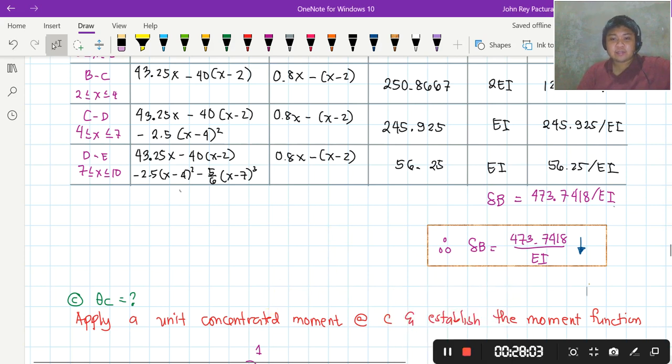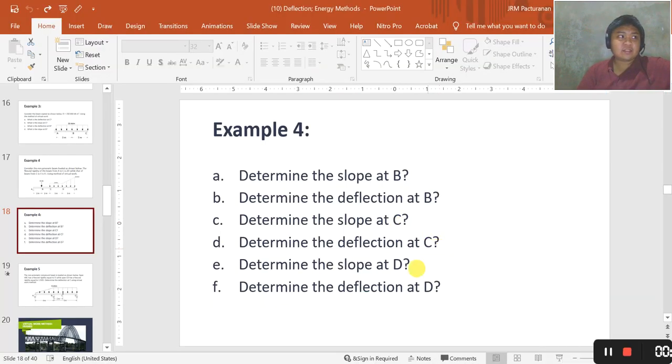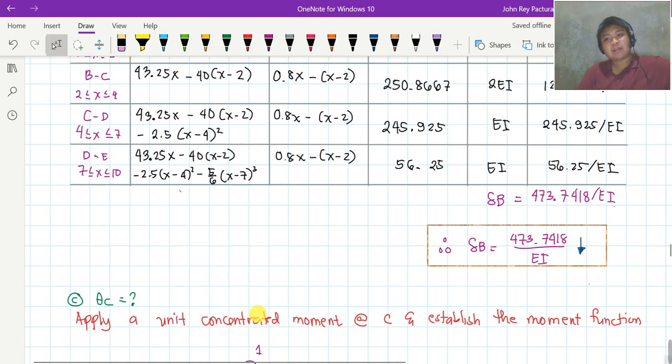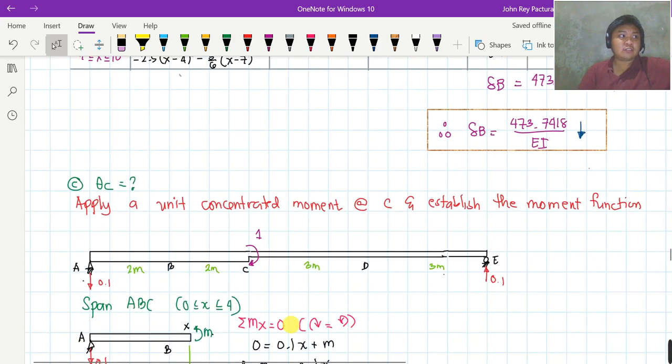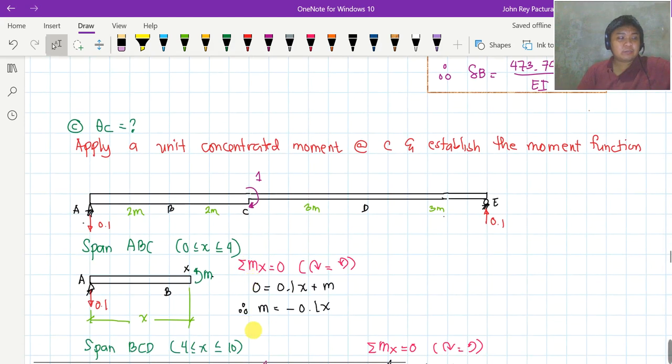Ang next question naman, class, ay determine the slope at C. So, of course, ang gagawin niyo lang is mag-apply ulit ng concentrated moment at C and establish the moment function. Ako, ang aking ina-apply usually talaga ay clockwise moment. Pero ulitin ko, bahala ka kung anong gusto mong ilagay doon. Okay? So, halimbawa, dito, clockwise na 1. And this time, class, dalawang span din ang gagawin mo. Dalawang moment function. So, yung isa is nasa ABC na ngayon, di ba? Since nag-move kasi itong concentrated moment natin, i-consider natin yung ABC as just one span.